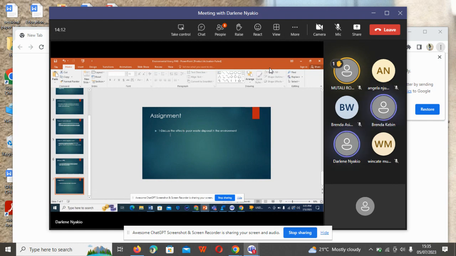Discuss the effects of poor waste disposal in the environment. So, you should discuss the effects of poor waste disposal in the environment. Do it as group work, and then the class rep will bring it to my office next week before the next lesson. Thank you for attending the lesson.